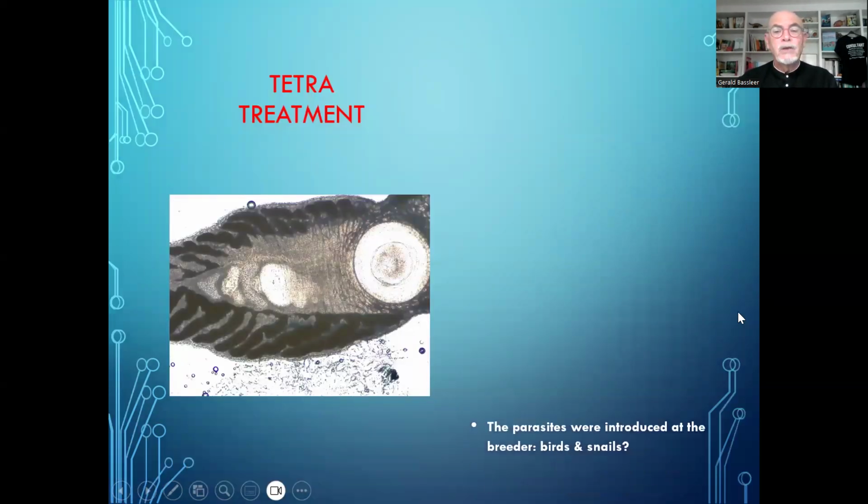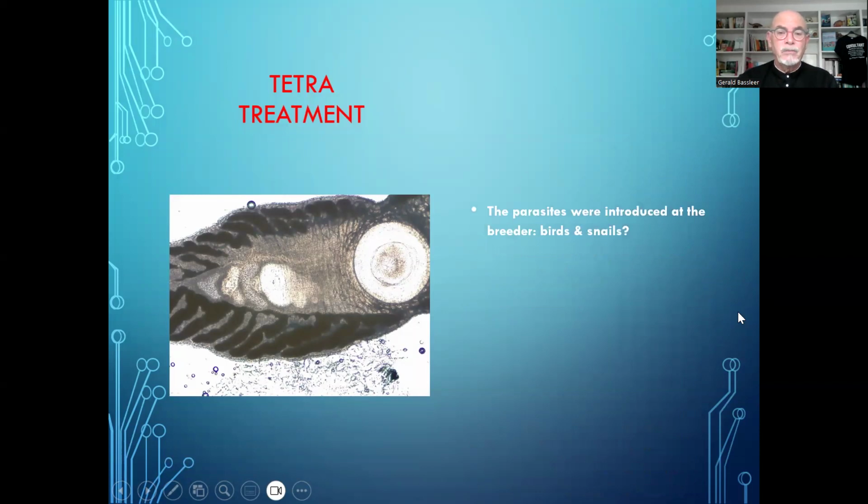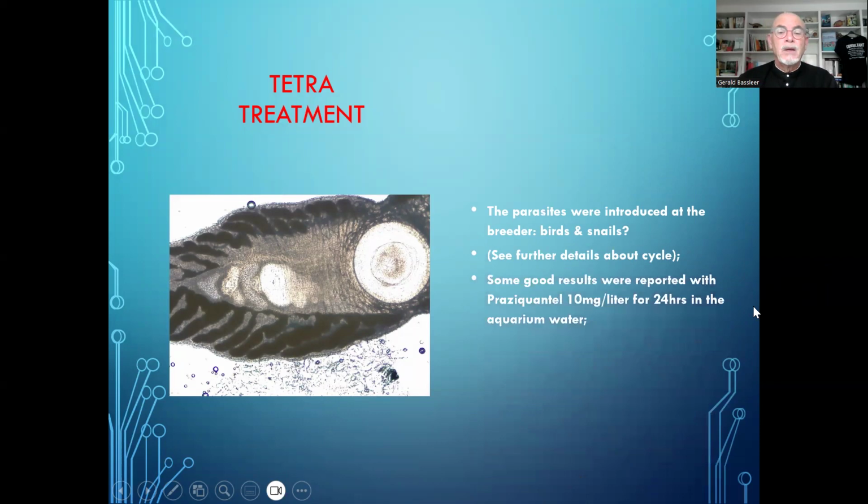So what can you do as a treatment for this kind of fish? Well, first of all, you have to understand that the parasites were introduced at the breeder by birds and snails. I show you further on some details on the cycle, how that happens. And some good results were reported with praziquantel adding to the water 10 milligrams per liter for 24 hours. Some reports are good, not always.